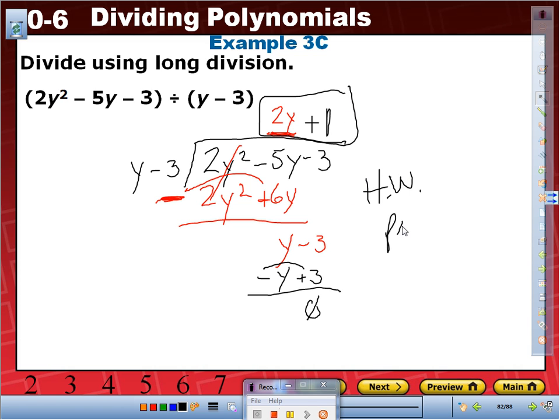Homework is found on page what? 671, numbers 1 through 33 odd.